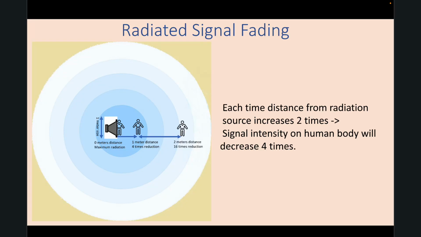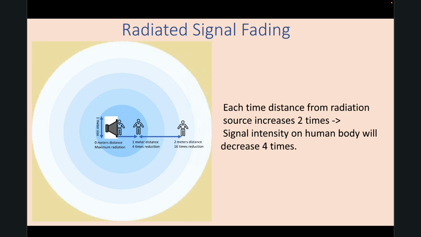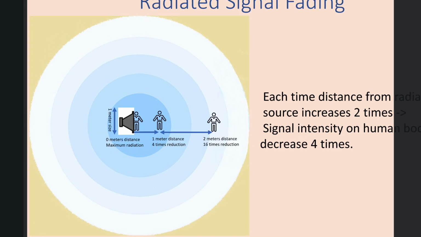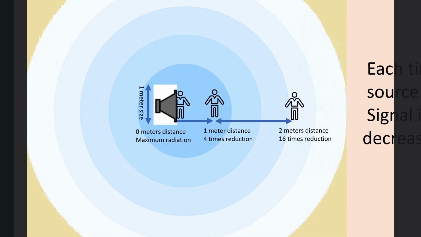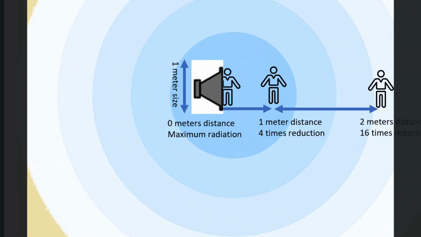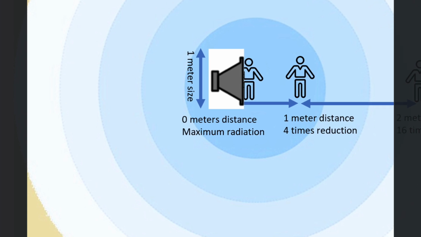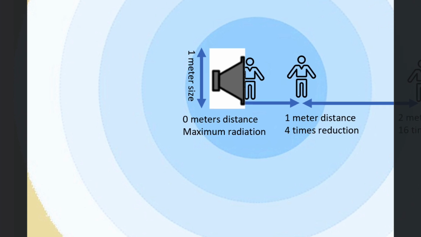Welcome to Lesson 3, Radiated Signal Fading. There is an interesting physical phenomenon. As you can see on the slide picture, every time you double the distance from the radiation or signal source, the radiated signal intensity on our body decreases 4 times. So the more distant we are from the transmitter, the more the radiation intensity on our body will be reduced.